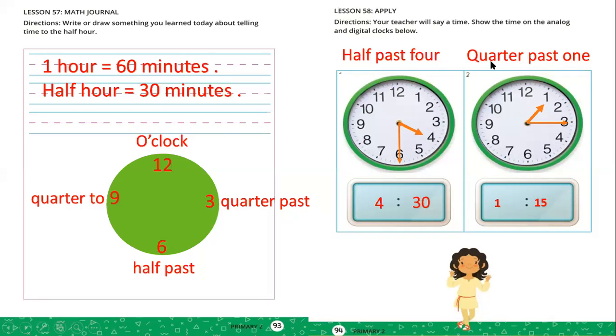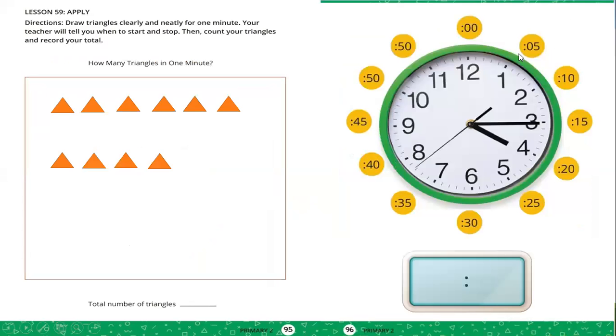These are the invisible numbers that we have to study well. We have to sing the song multiple times to know them well. If the long hand points at 12, it means 0. Here, 5, 10, 15, 20, 25, 30, 35, 40, 45, 50, 55. This must be 55, not 50. Mistake.